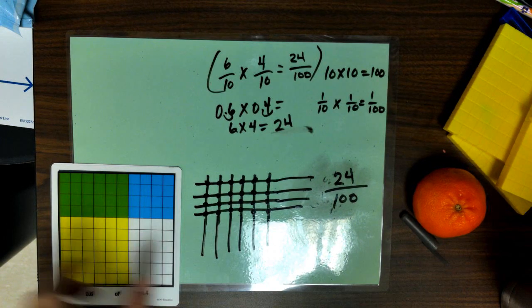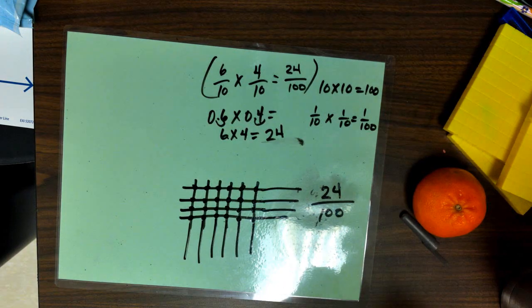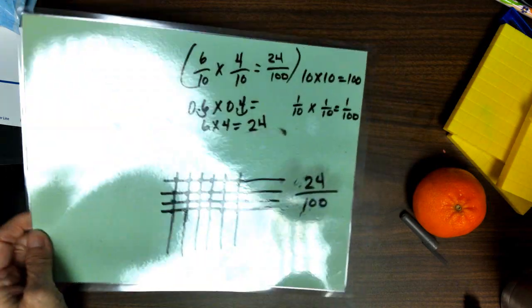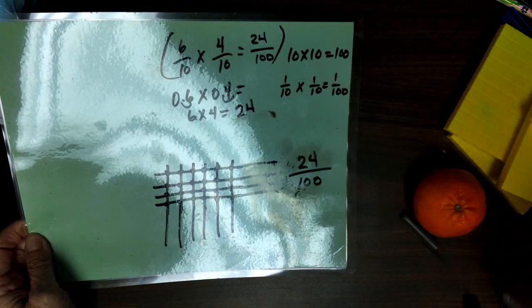But this is a way you can draw this pictorial model. You cannot do it with hundredths. It's only with a tenth times a tenth. But this really kind of helps the kids see it visually.